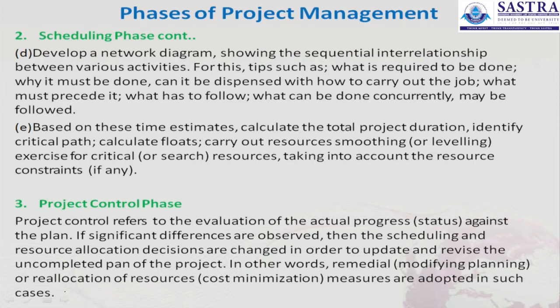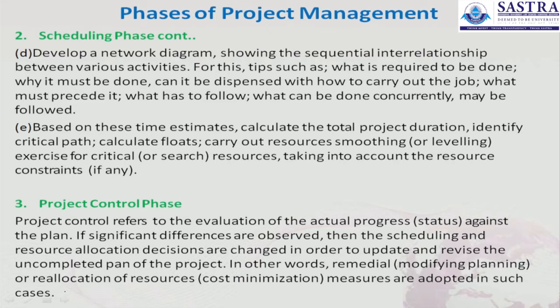And the fifth point is, based on the time estimates, calculate the total project duration, identify the critical path and calculate the floats, and carry out resource smoothing or leveling exercise for critical resources, taking into account the resource constraints, if any. So, these are all the scheduling phase points.